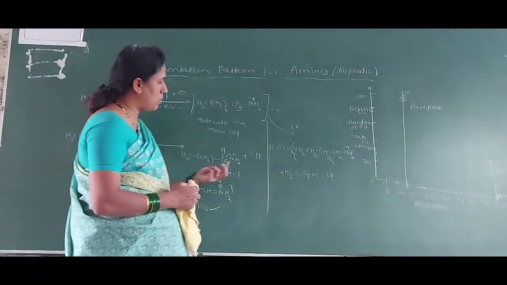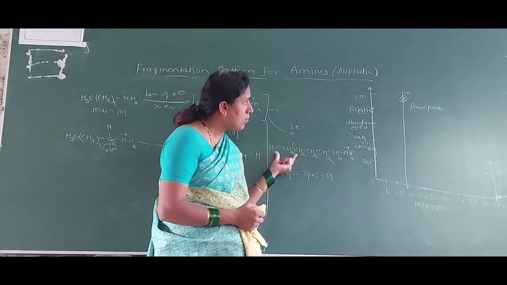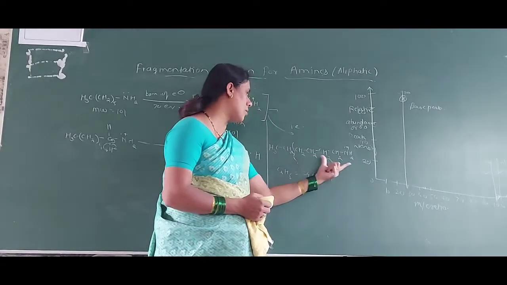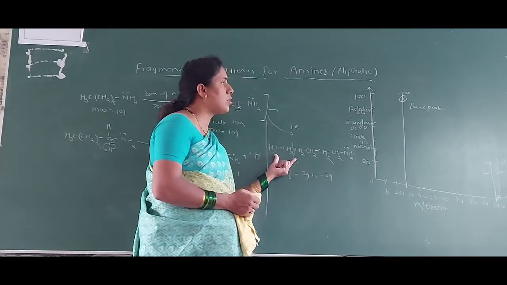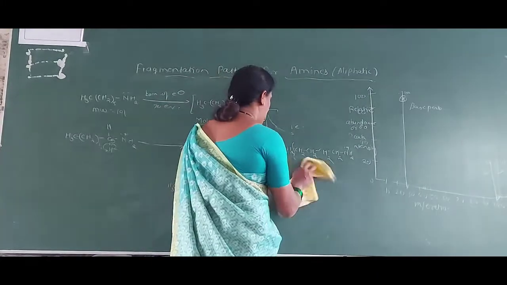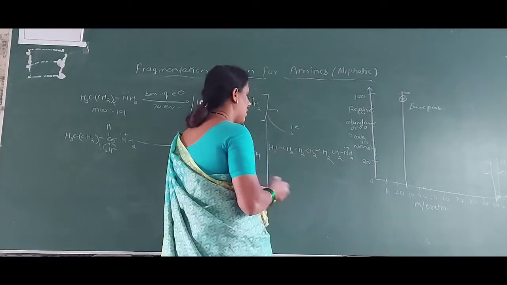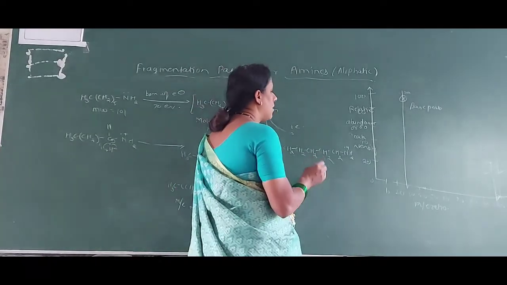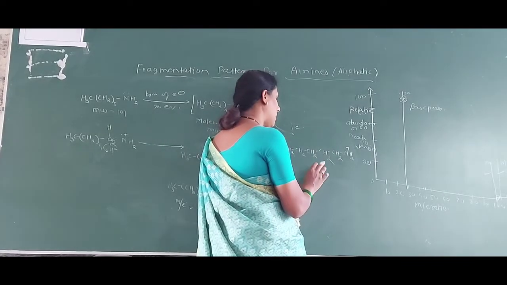Now, sorry, we have to get the peak at which position? 30. This is not 30 because this radical is equal to 30, so it is going wrong. Therefore, we have to remove in such a way that the answer should be equal to 30.